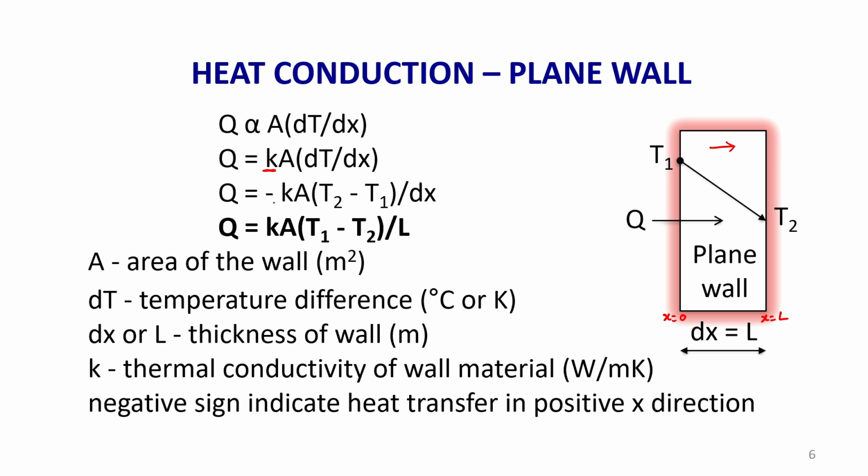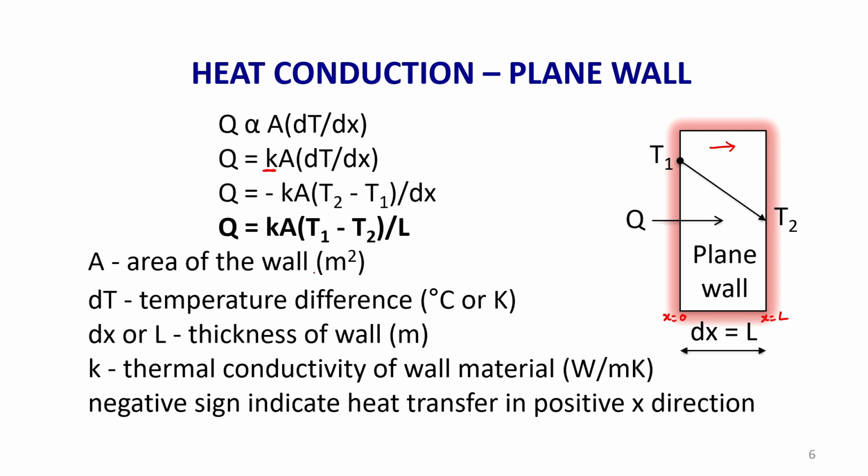So, the moment I introduce this negative sign, T2 minus T1 will be a negative value. So, minus of minus will become plus. So, Q equals Ka into (T1 minus T2) divided by L. That means, if I know the thermal conductivity of the wall material, delta T of course we know, and the area of the wall, we can find out the rate of heat flow.